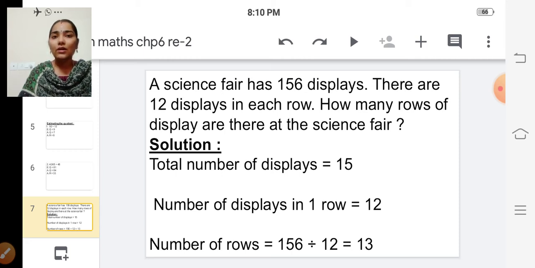So in one row there are 12 displays, isn't it? So there are 12 displays in each row. And how many displays in total? There are 156 displays, isn't it? So we are going to find out how many rows there are. Okay. See the solution. So the total number of displays is 156. And in one row, how many displays are there? 12, isn't it? So the number of displays in one row is 12. So we are going to find out how many rows.